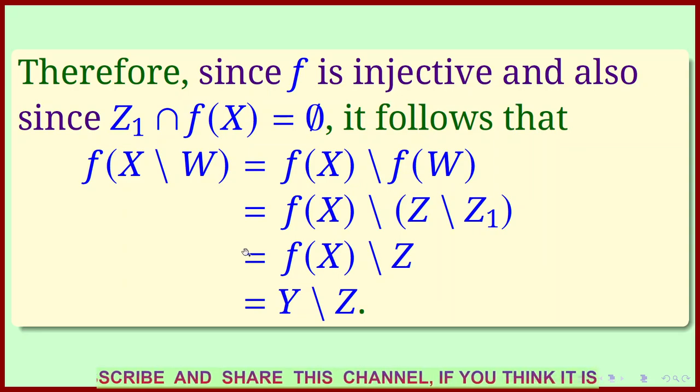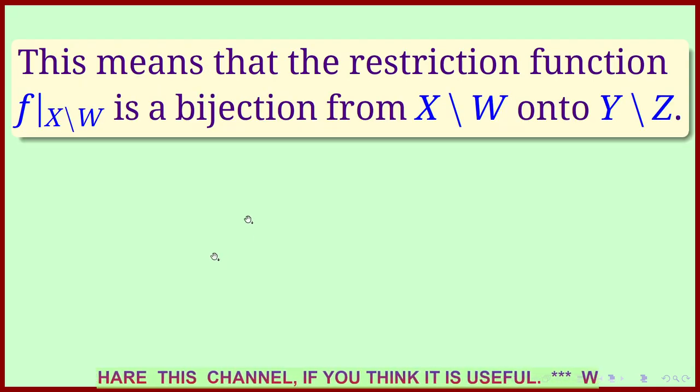So therefore, this means that if you restrict f to x minus w, it is actually a bijection from x minus w onto y minus z. So these two sets are bijective under this bijective function, f restricted to this set.